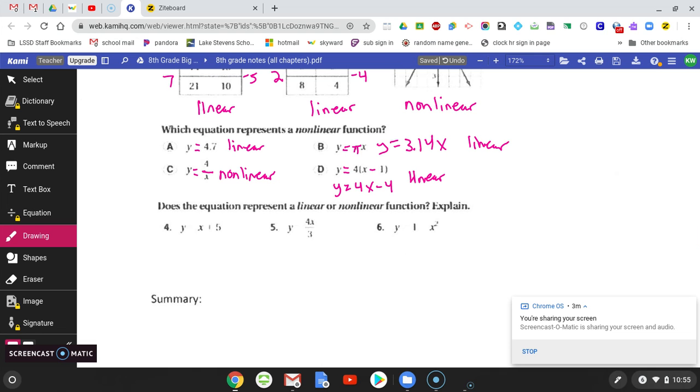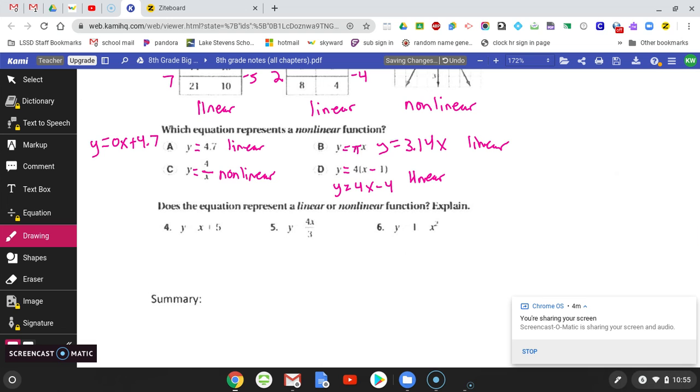So if you're looking at the equations, if it can be written in the form y equals mx plus b, then we know that it is going to be linear. A quick note about a, you could technically write it as y is equal to 0x plus 4.7. So it can be written in y equals mx plus b format.